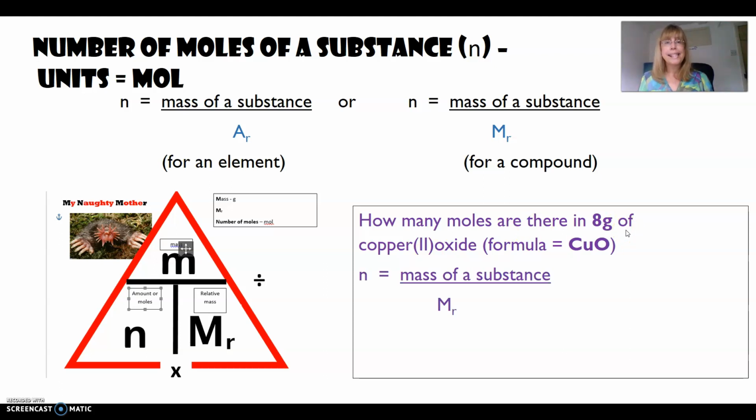So write down the formula so that Mrs. Gale and Mr. Gregson don't come and virtually throttle you. n equals m over Mr equals the mass. The actual mass is 8 grams. The relative mass of copper oxide is 64 plus 16, which gives me 80. So it's 8 divided by 80, which is 0.1. Don't forget your units. 0.1 moles. That's simple. You can do it. I know you can.